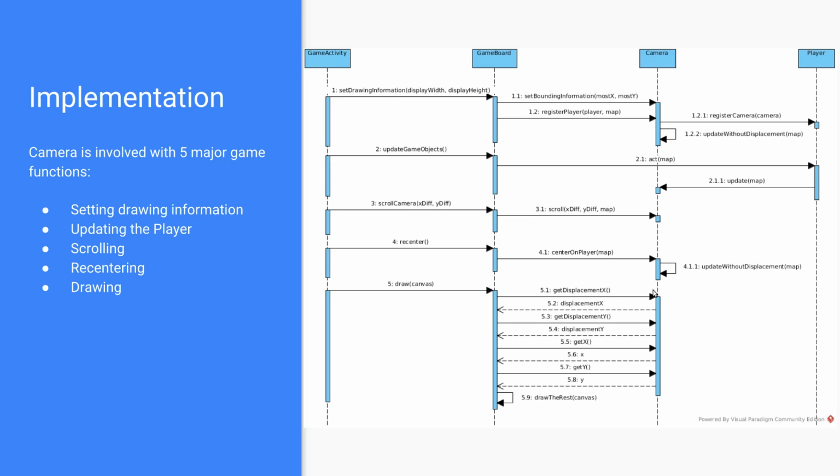So it gets the displacement x and returns it. It gets displacement y and returns it. Then it gets the x coordinate; x and y are based completely on tiles, and there are no subtiles at all with this. Then it'll simply get the x, get the y, and then the game board will use all this information to be able to draw everything on the map.